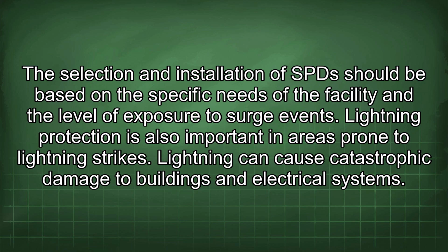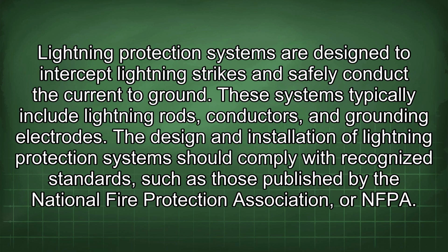Lightning can cause catastrophic damage to buildings and electrical systems. Lightning protection systems are designed to intercept lightning strikes and safely conduct the current to ground. These systems typically include lightning rods, conductors, and grounding electrodes. The design and installation of lightning protection systems should comply with recognized standards, such as those published by the National Fire Protection Association, or NFPA.